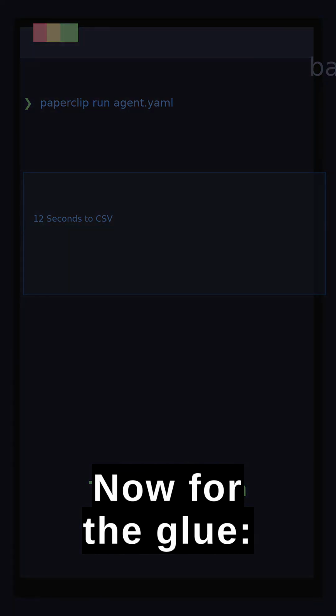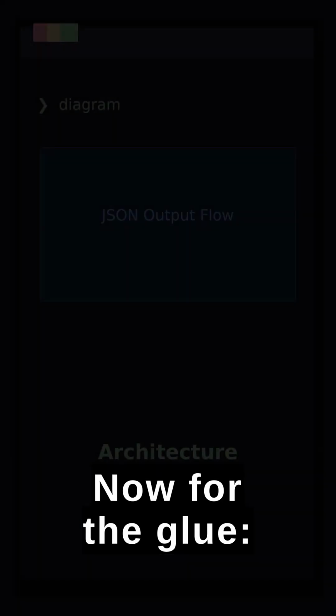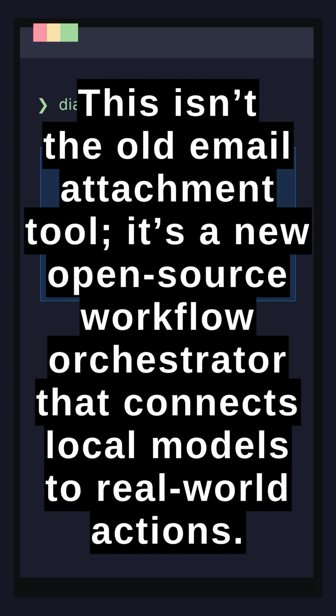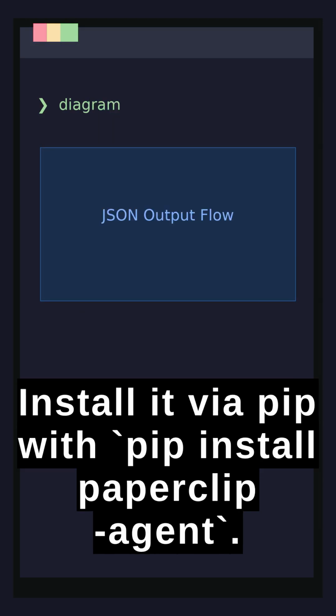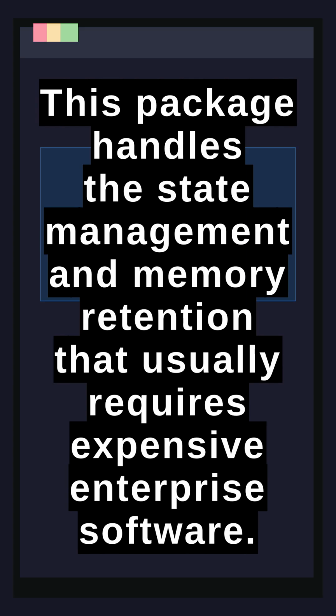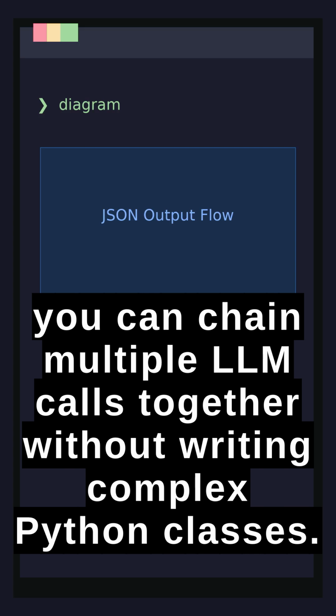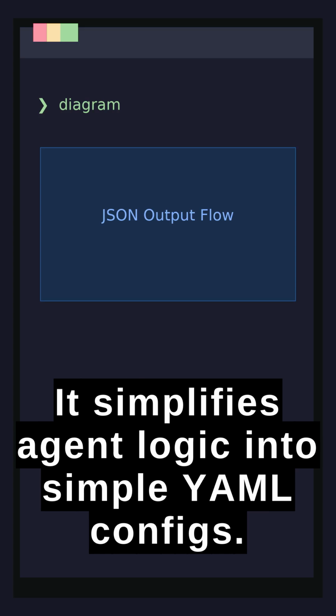Now for the glue, PaperClip. This isn't the old email attachment tool, it's a new open-source workflow orchestrator that connects local models to real-world actions. Install it via pip with pip install paperclip-agent. This package handles the state management and memory retention that usually requires expensive enterprise software. Once installed, you can chain multiple LLM calls together without writing complex Python classes. It simplifies agent logic into simple YAML configs.